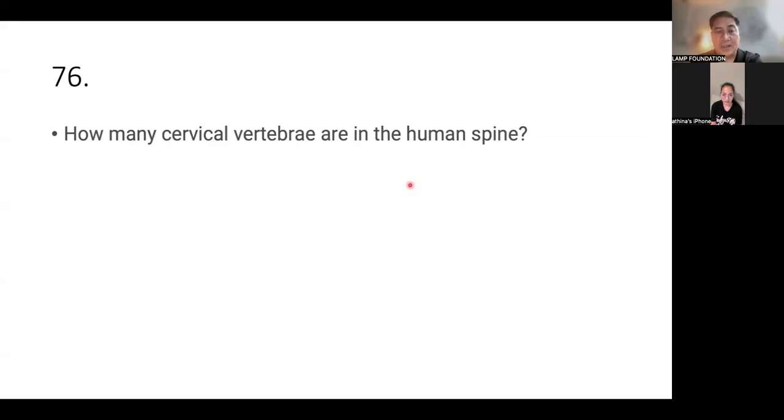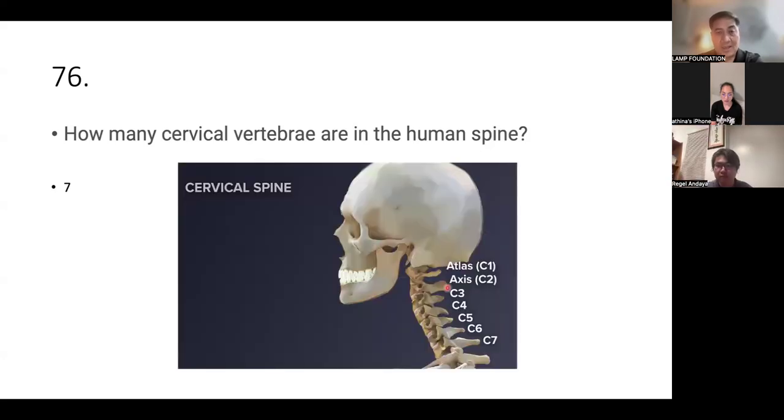How many cervical vertebrae are in the human spine? There are 7 cervical vertebrae. So these are your seven. The first one is called the atlas. You remember it's the atlas carrying the globe. Then the axis, that's C2. C3, 4, 5, 6, 7. And there's a very important point here. It's called governing vessel 14. So you need to know how to differentiate C7, the last bone of the cervical, from the thoracic. This is very, very important.